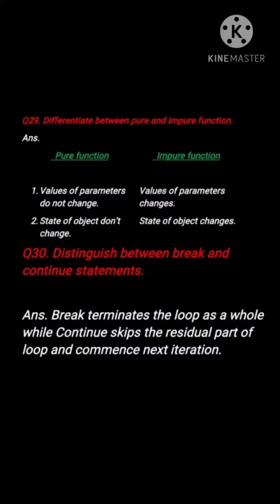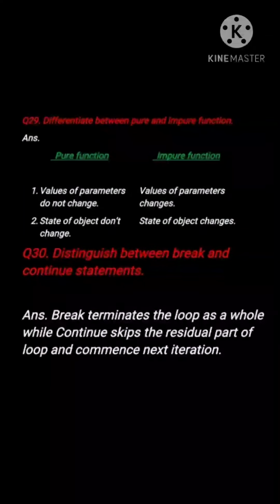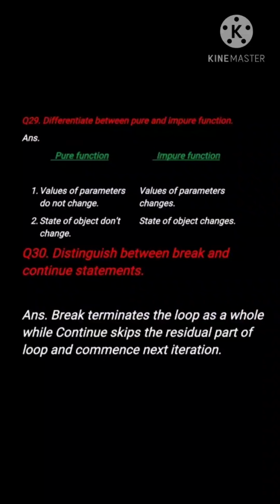Differentiate between pure and impure functions. In a pure function, the parameters do not change; in an impure function, the values of the parameters change. In a pure function, the state of the object doesn't change; in an impure function, the state of the object changes.